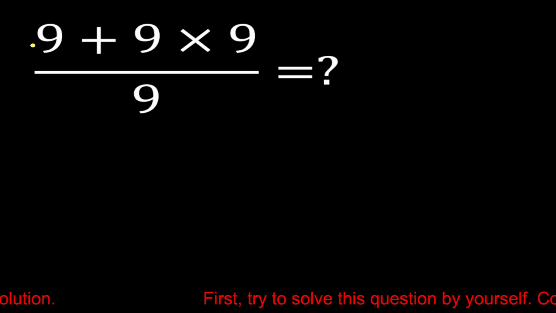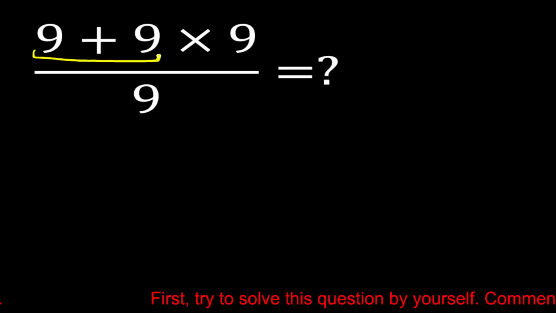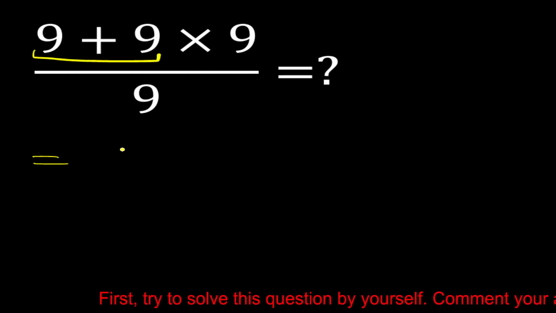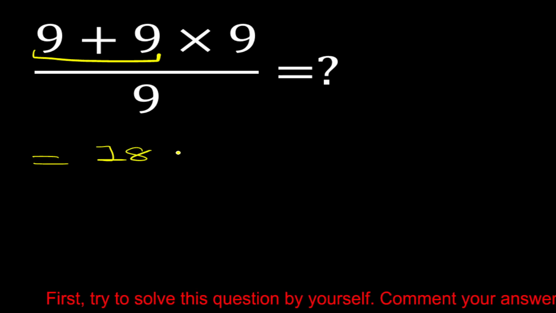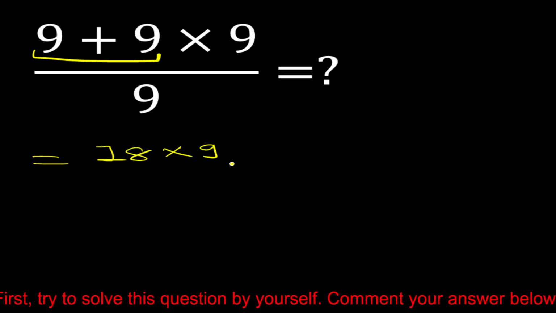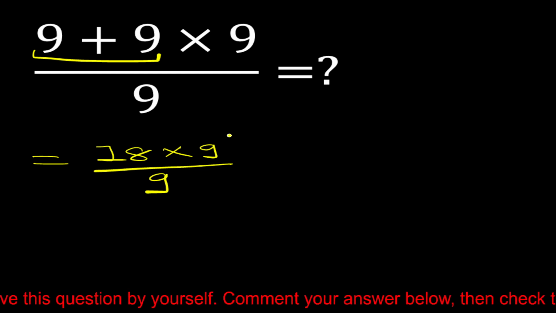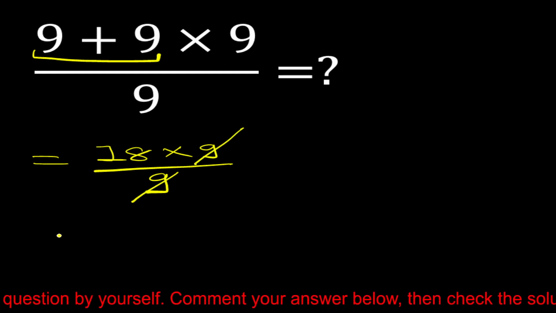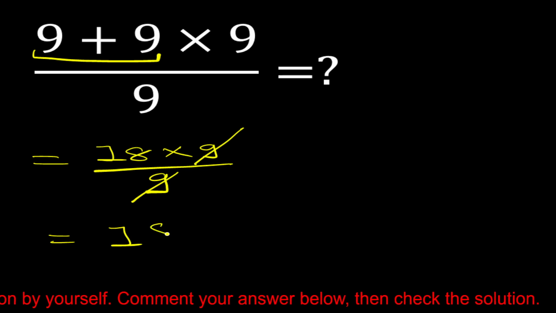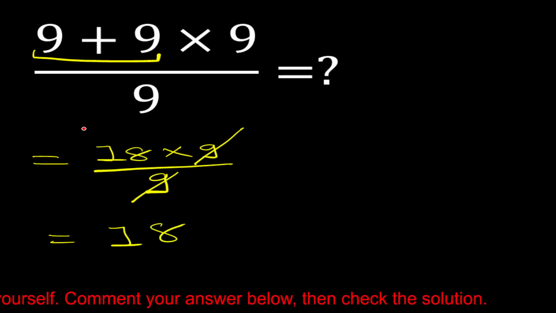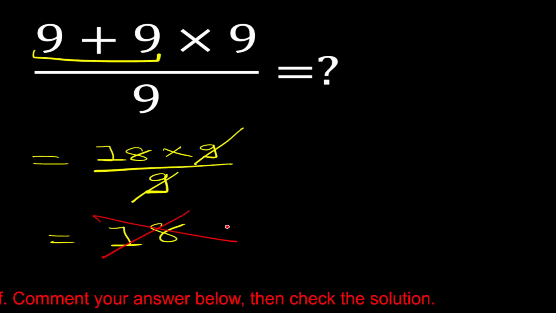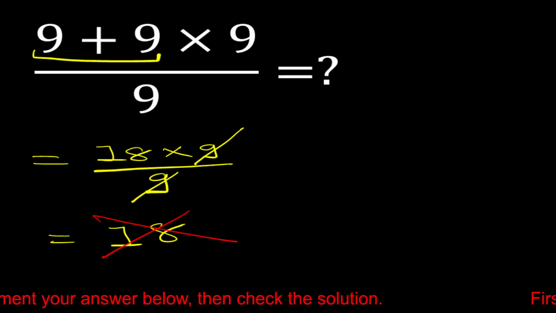So most people solve this question like 9 plus 9 is equal to 18. Multiply 9 and divide by 9. Okay. Now cancel this 9 by 9, is equal to 18. But this answer is completely wrong.